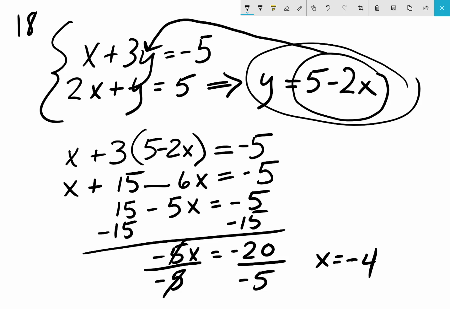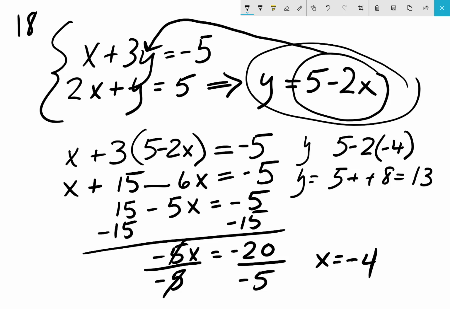So y is supposed to equal 5 minus 2x, and x is negative 4. So 5 minus negative 8 is 5 plus positive 8, so 13 for y. That's what y is. So if y is 13 and x is negative 4, I made a mistake.